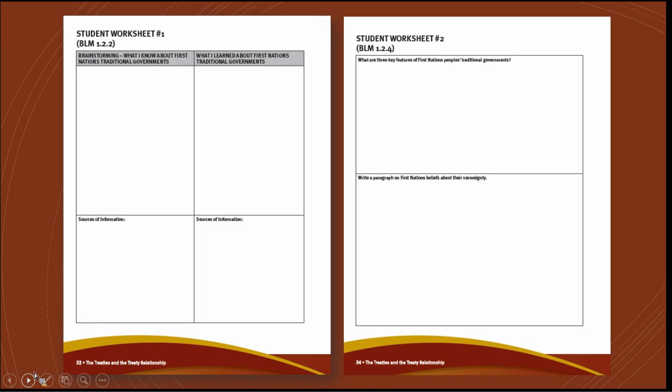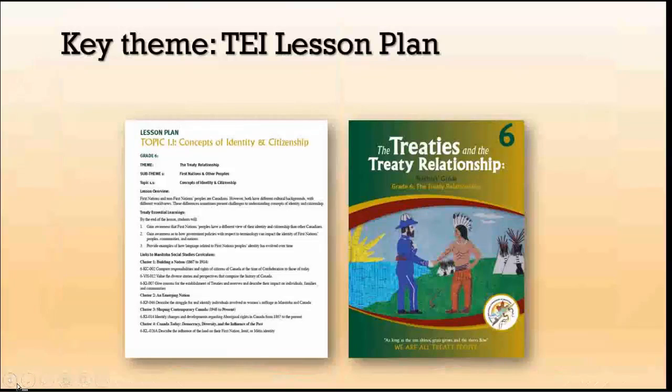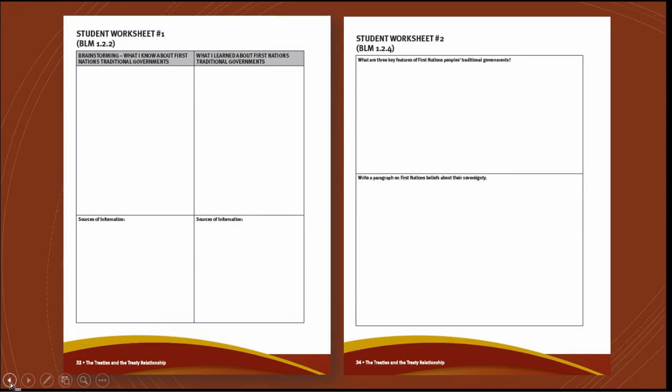What I know about First Nations traditional governments. A pre-brainstorm almost, eh? What I learned. It's a bit of a KWL, eh? Sources of information. There's another worksheet on the right. You can see what are three key features of First Nations peoples' traditional governments. Write a paragraph on sovereignty. And we chatted a bit about that.